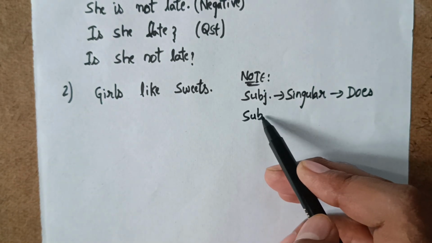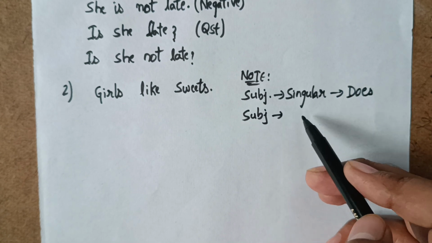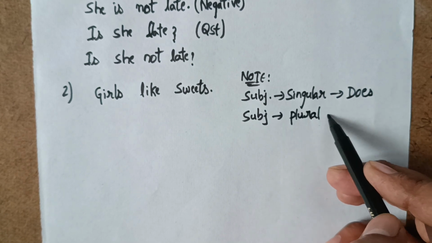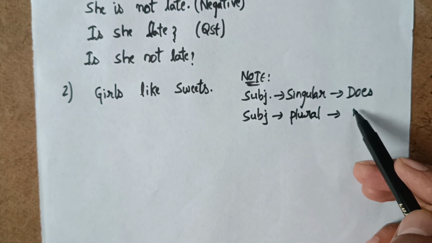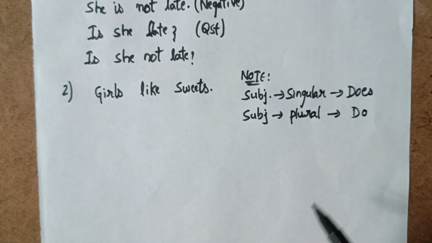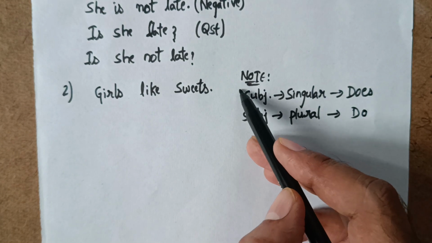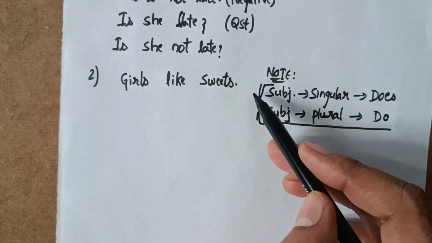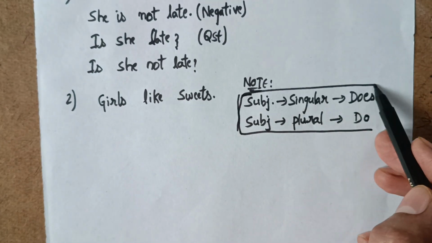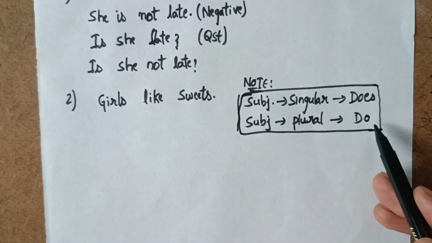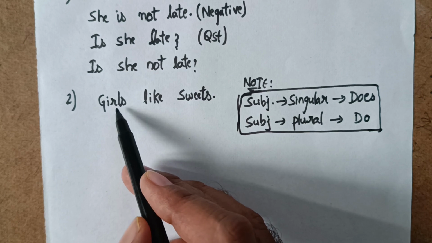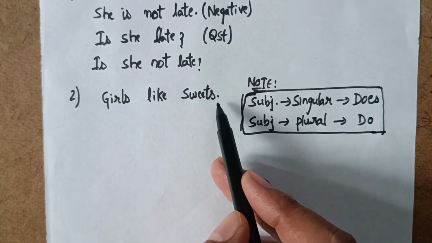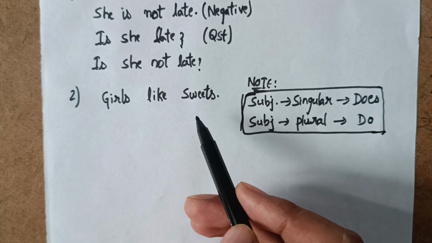If subject is plural, we need to write do. We need to remember this. If subject is singular, does. If subject is plural, do. Now if I want to convert this statement, girls like sweets, into negative, how can I convert this?